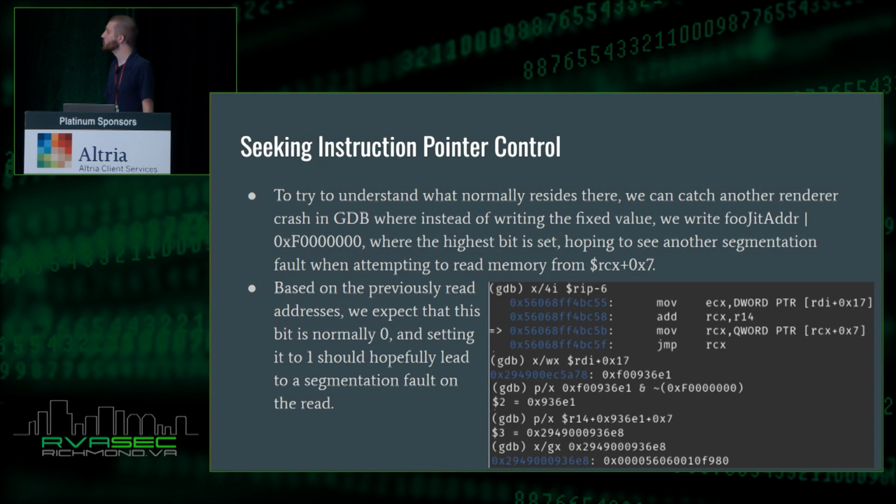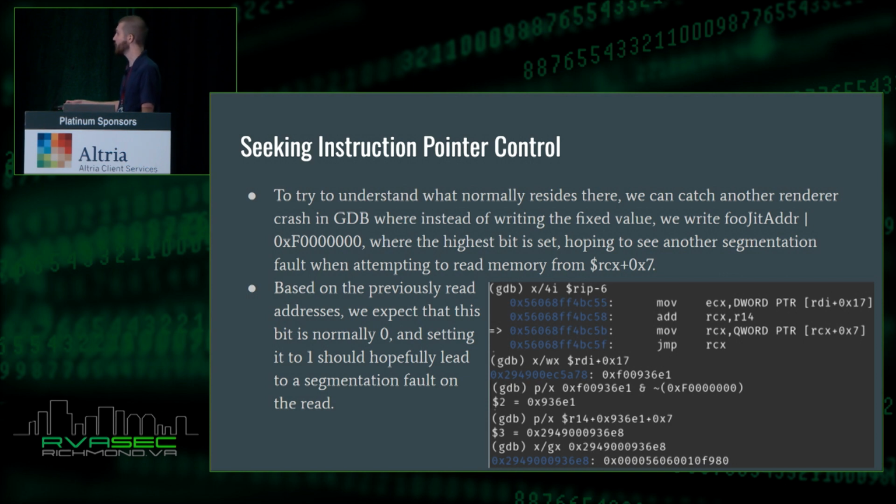So we want to understand how this is supposed to behave so we can get a feel for what is even going on in memory and how far out we are from actually getting to that compiled JIT code, how far down the pointer chain we have to go. So instead of writing our junk value, we can write the original JIT address, but OR it where the high bit is set, hoping to see another segmentation fault. Based on that, we'll be able to get back to what the original addresses should have looked like. If we do this, we do see we get another seg fault reading from RCX.